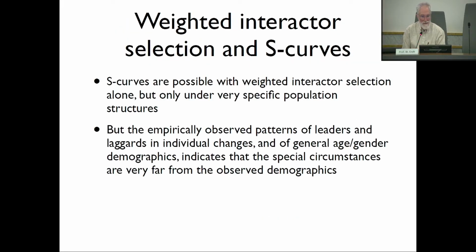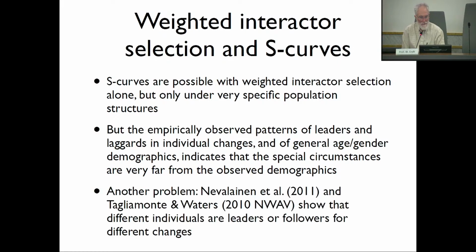So that's basically what I just said. The special circumstances are very far from the observed demographics. Another problem that arises is that two of these studies show that different individuals are leaders or followers for different changes in the same speech community. So it's not the case that we can have this choo-choo train model where there's a subgroup that's the leaders and another subgroup that's the early adopters and so on. It depends on the change. Different people are leading, different people are following. So it's not a general characteristic of a person's role in society.